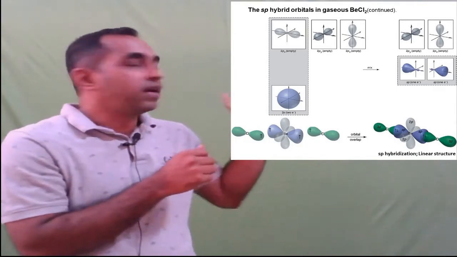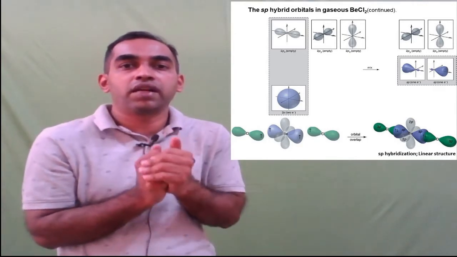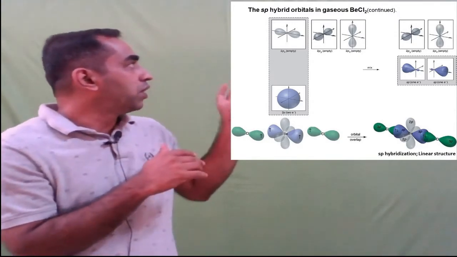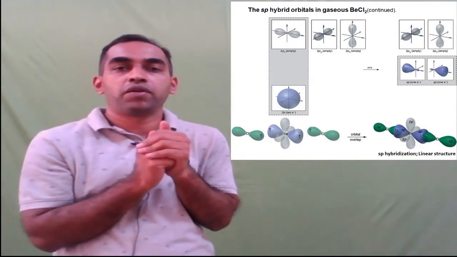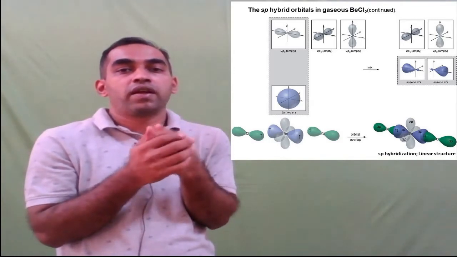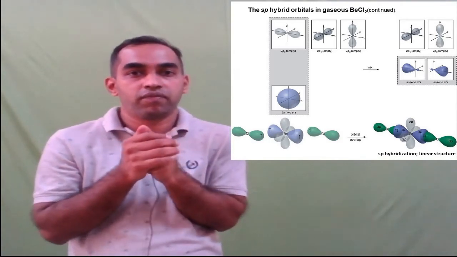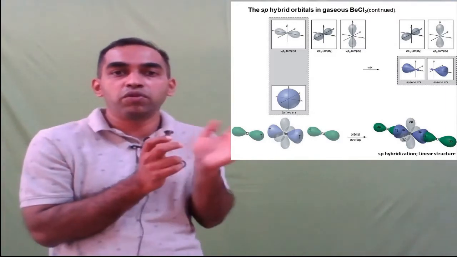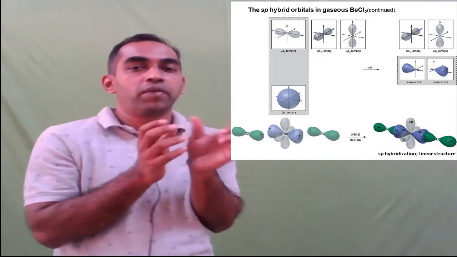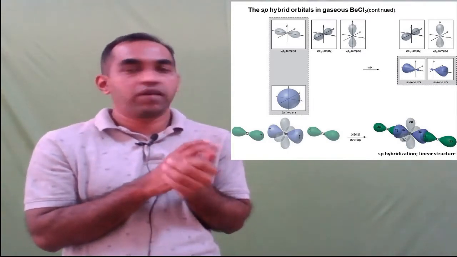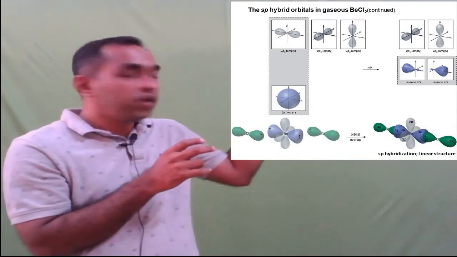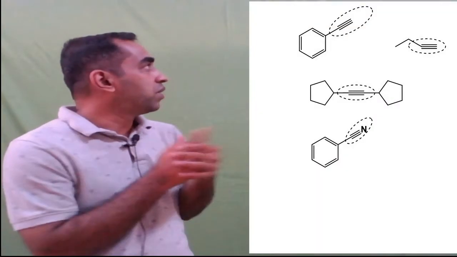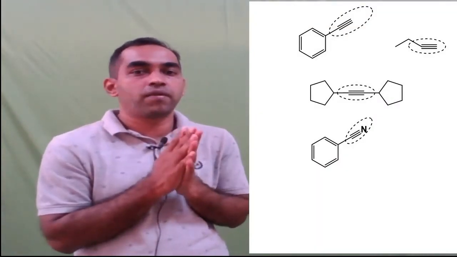So in beryllium chloride, the central atom beryllium has the electronic configuration 1s2, 2s2, 2p0. Now 2s will mix with 2p to give two sp hybridized orbitals. So you have chlorine now, which will overlap with these two sp orbitals to give beryllium chloride. So you can see there are two p orbitals which remain vacant. There are various examples of sp hybridization.